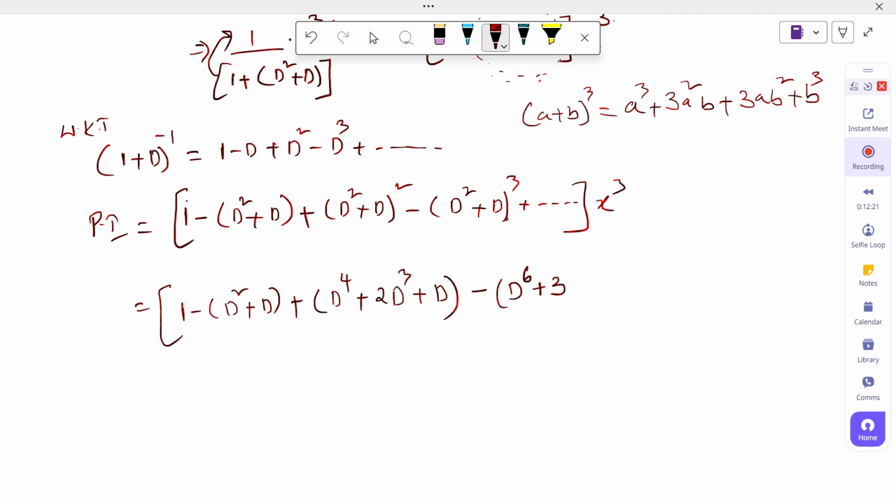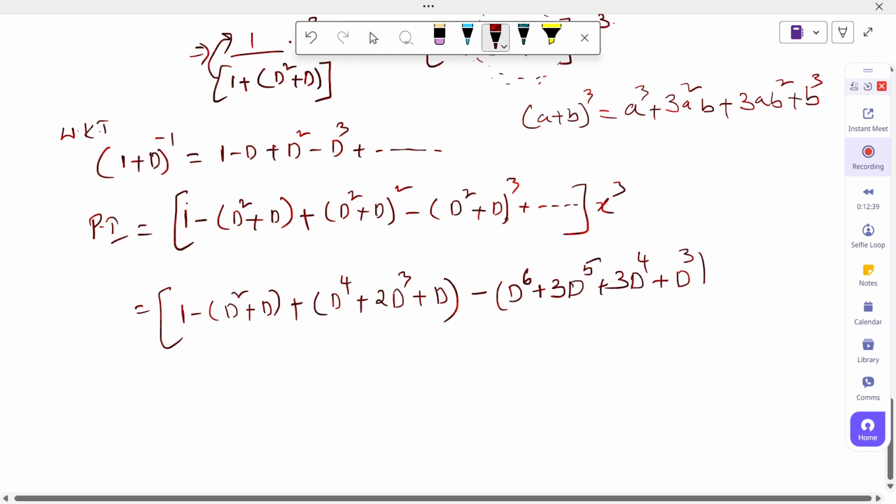Now what are you going to get here? 3a square b: a square of a whole square is a power 4, a power 4 into D gives D power 5, then plus 3 D square into D square, which is D power 4, then plus D cube, and so on.